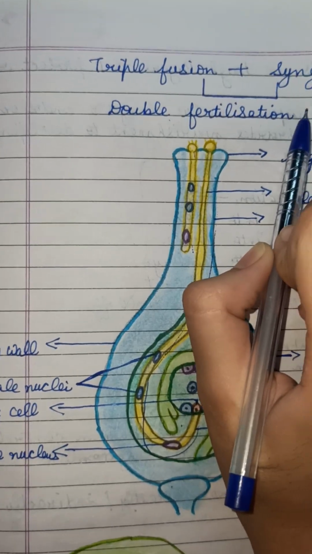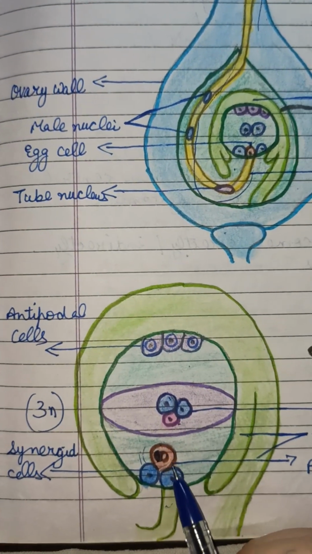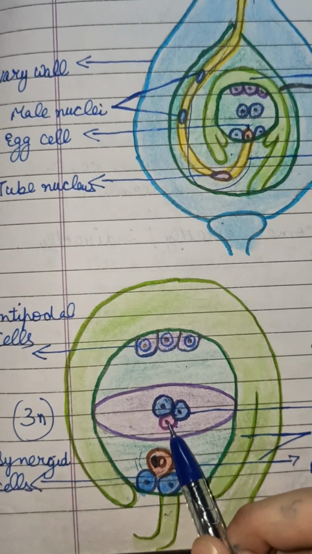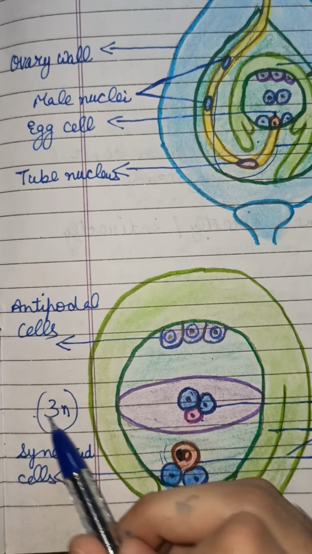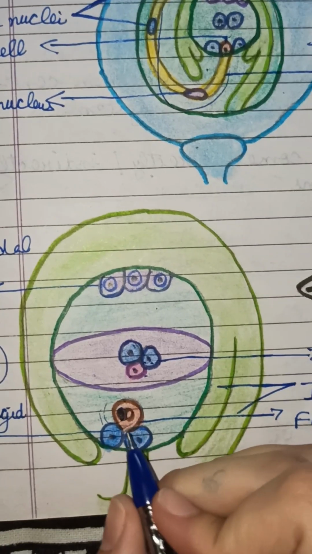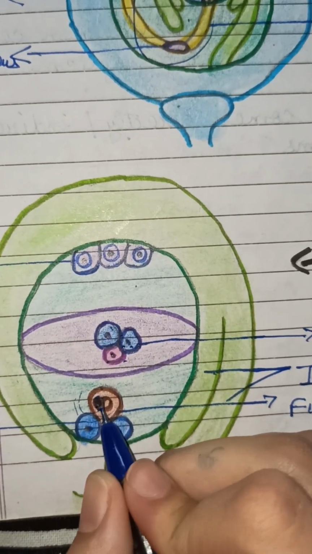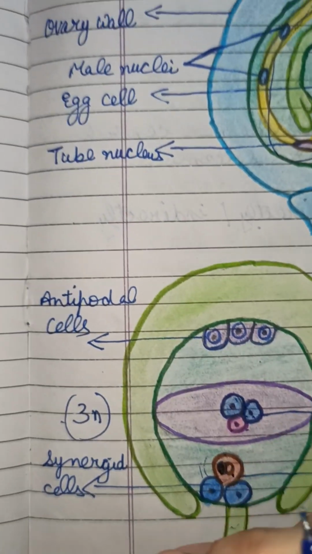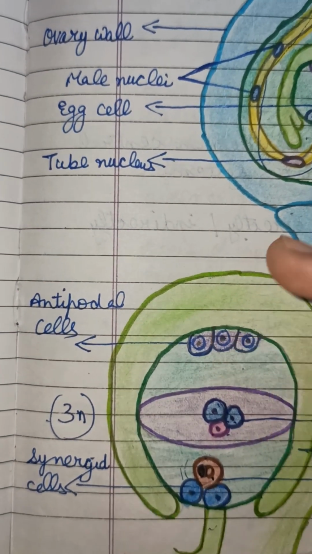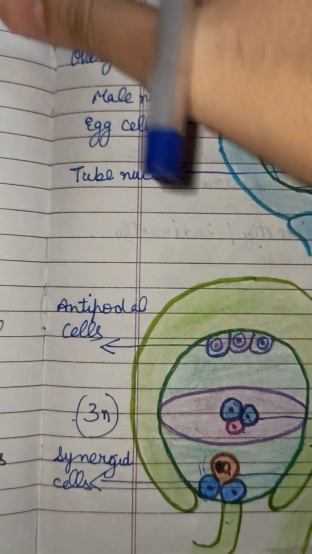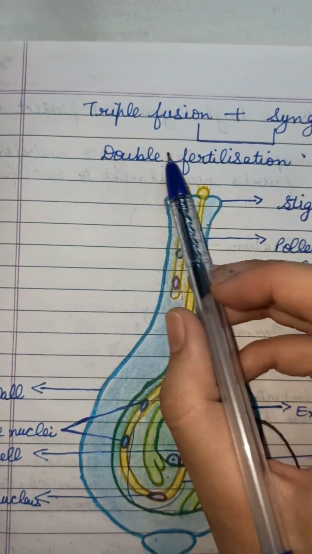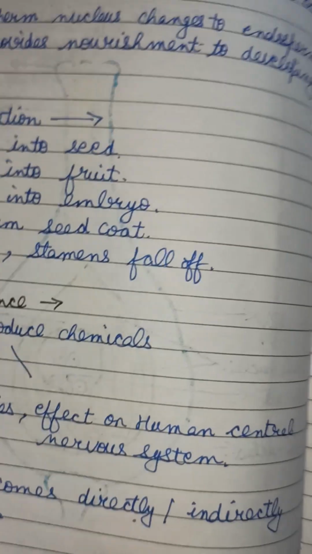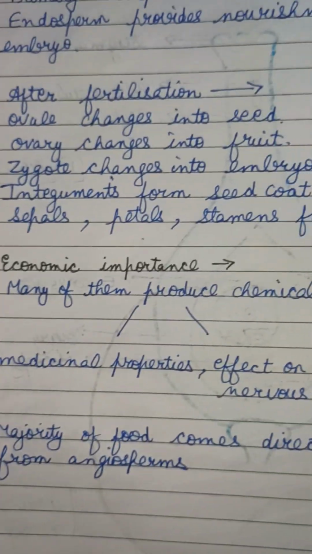I hope you understood this. This is our triple fusion. As two polar nuclei were already present, one male gamete arrives, so 3n, this is triple fusion. And second is syngamy, fusion of male gamete with egg. These both events are taking place in an embryo sac, so this is called our double fertilization, as two fertilizations are taking place.